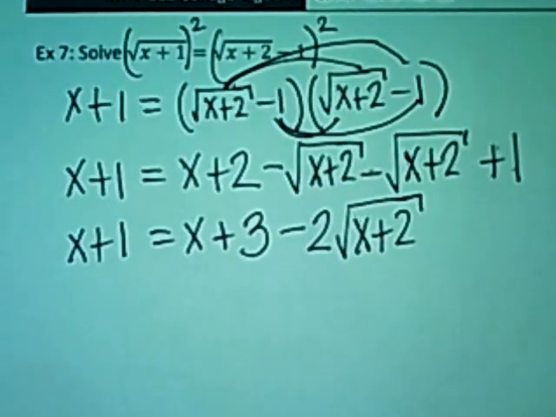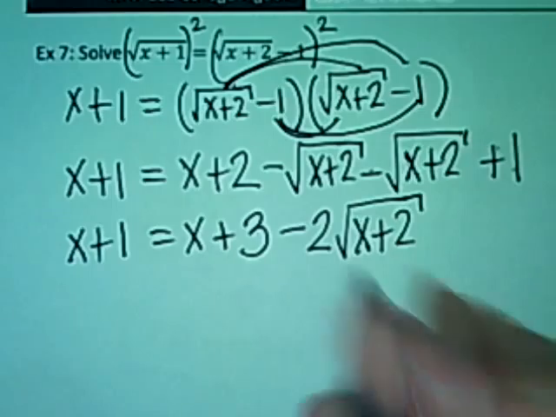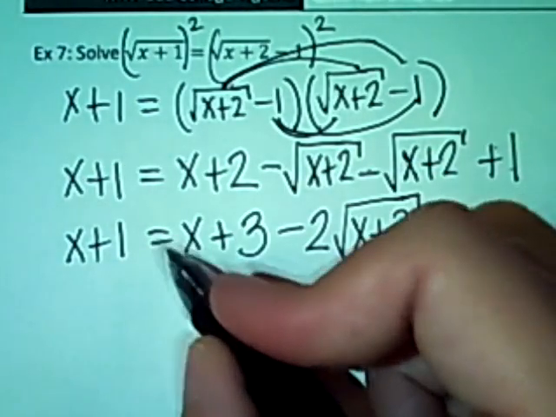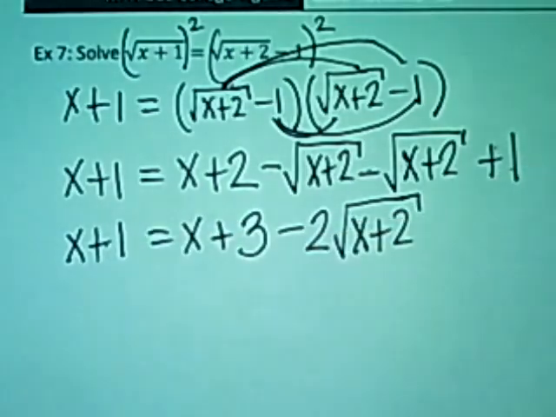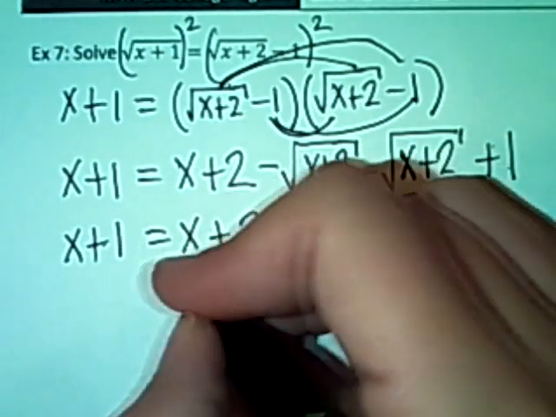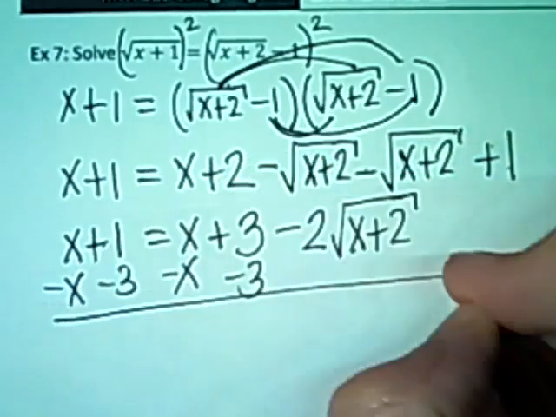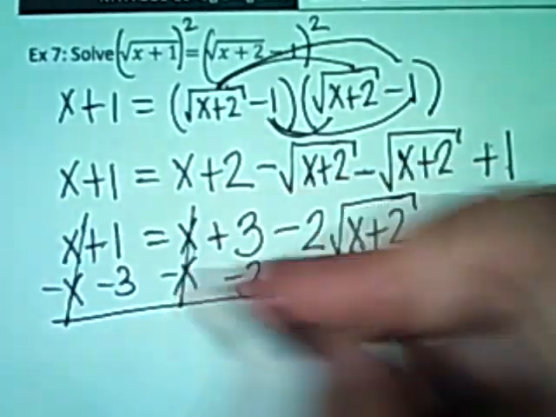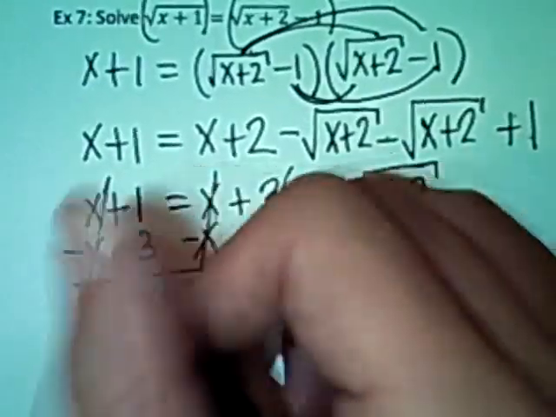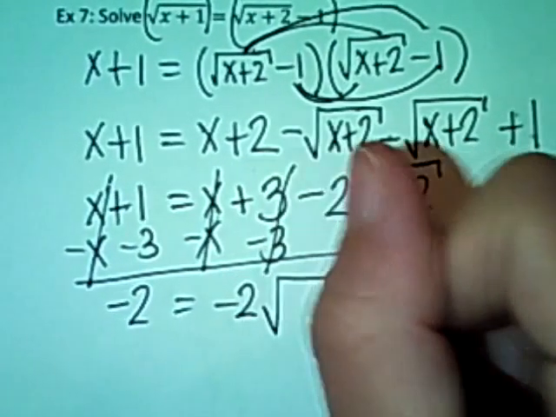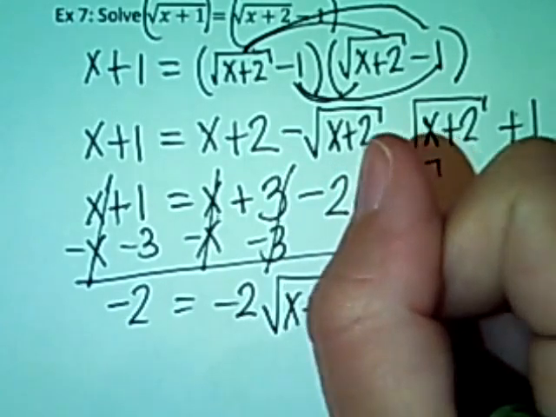Then from there, you want to get x by itself, or we want to get basically this radical by itself because I have my x's that are like terms and my numbers that are like terms. So let's move these over. You want to group your like terms here. The x's cancel. We have 1 minus 3 gives me negative 2 equals negative 2 radical x plus 2.